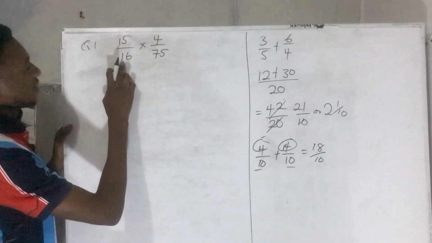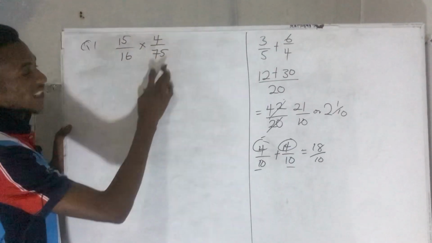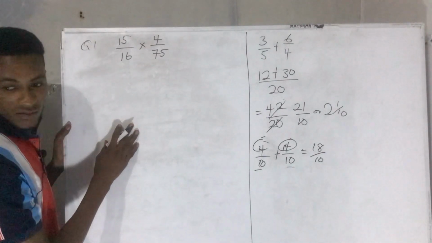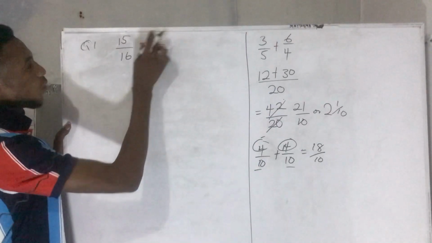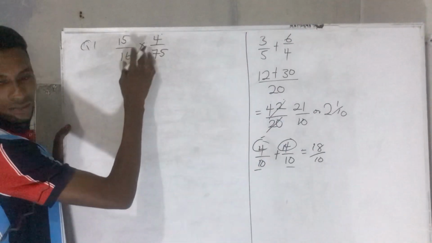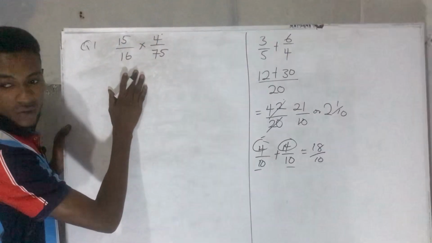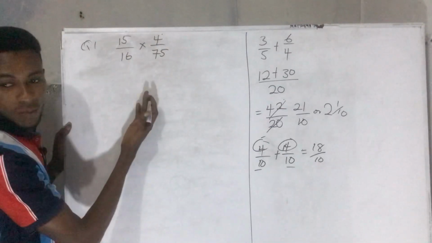If I ask you right now to multiply 16 by 75, you'll be scratching your head. You will say, oh, the numbers are too huge, I have to use a pen. So what you have to do is ask yourself, can 4 and 16 break themselves down, or do they have something in common? Yes, they have something in common. They have 4 in common.